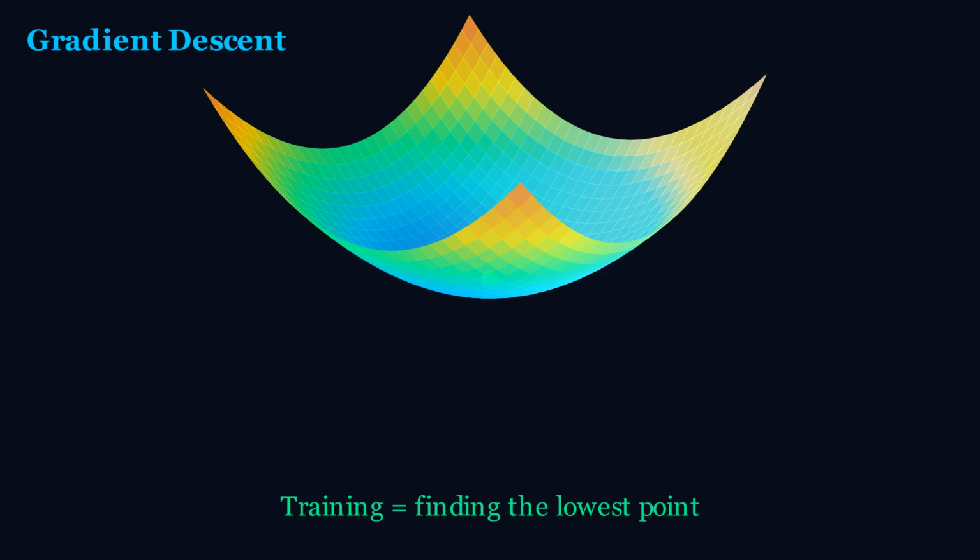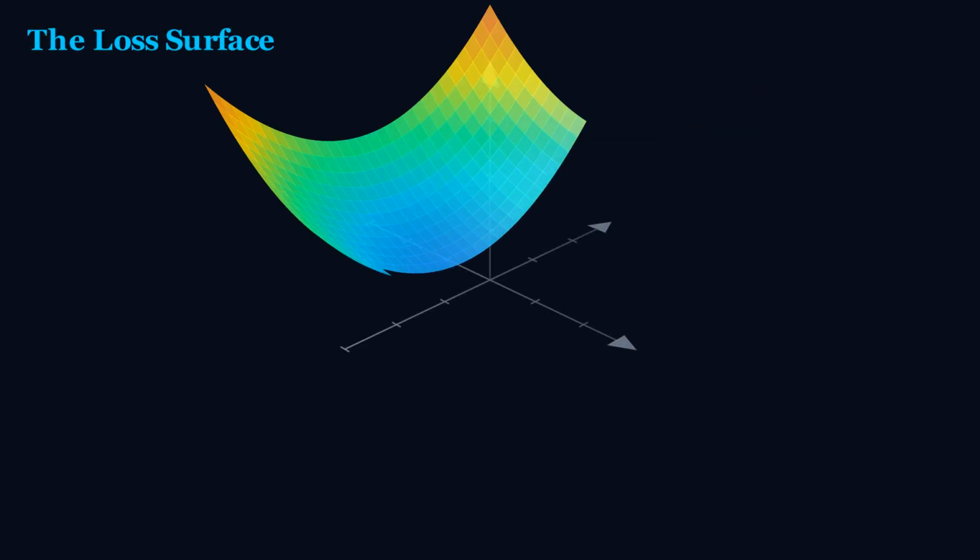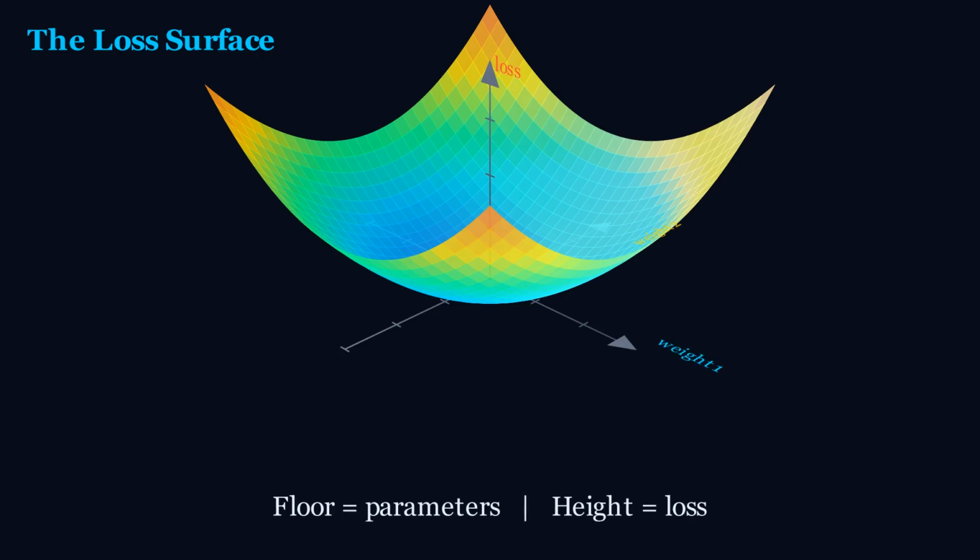Today we'll watch that search happen in 3 dimensions, using the algorithm at the heart of nearly all deep learning: gradient descent. Here is our loss surface. The 2 horizontal axes are the model's parameters, weight 1 and weight 2. The vertical axis is the loss, how wrong the model is for those particular weights. Our goal is simple to state. Find the values of weight 1 and weight 2 that push the loss as low as possible, the bottom of the deepest valley, marked here in green.